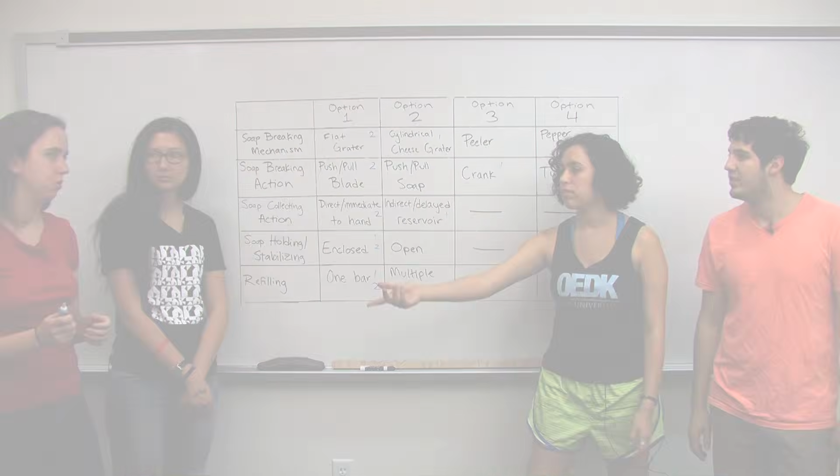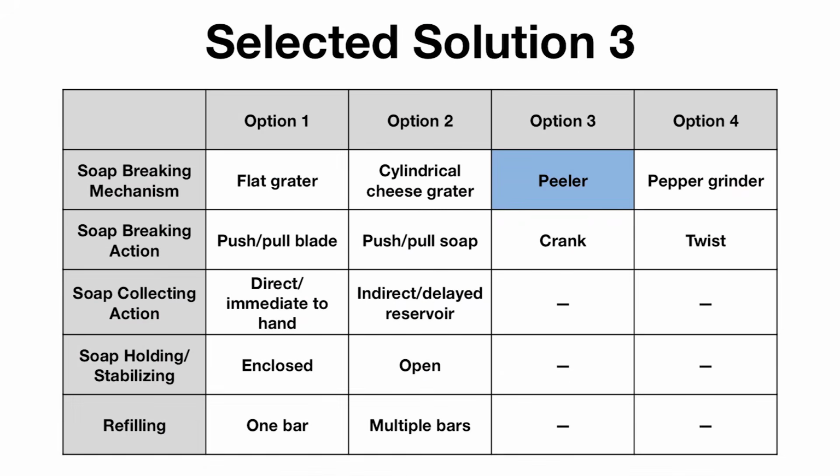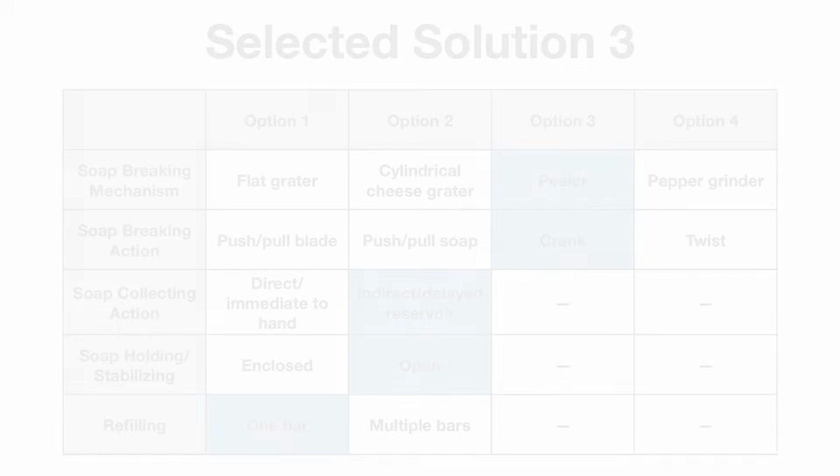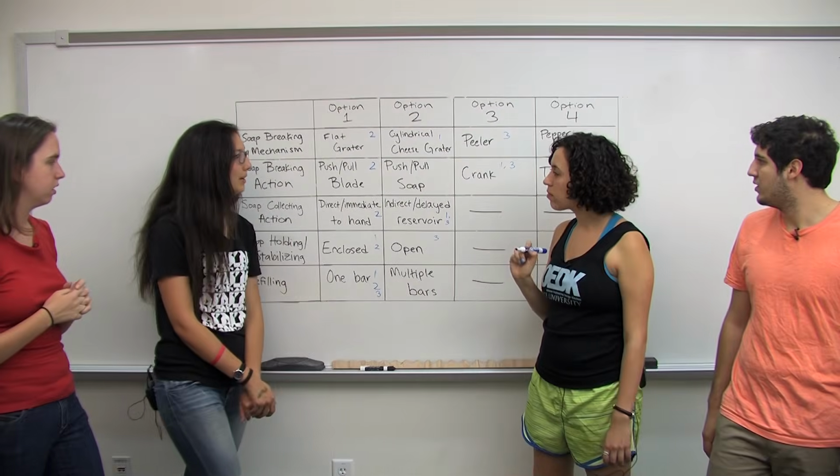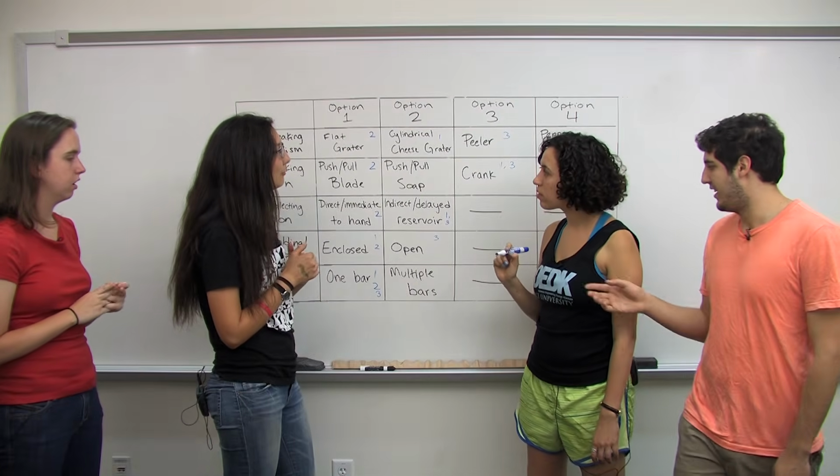I was thinking we could do something with like a peeler that rotated around the soap. So you'd use a peeler as the soap breaking mechanism and a crank as the action. And it would have to be indirect delayed reservoir. But you could have the soap open and just like held somehow and use only 1 bar that the peeler would rotate around.